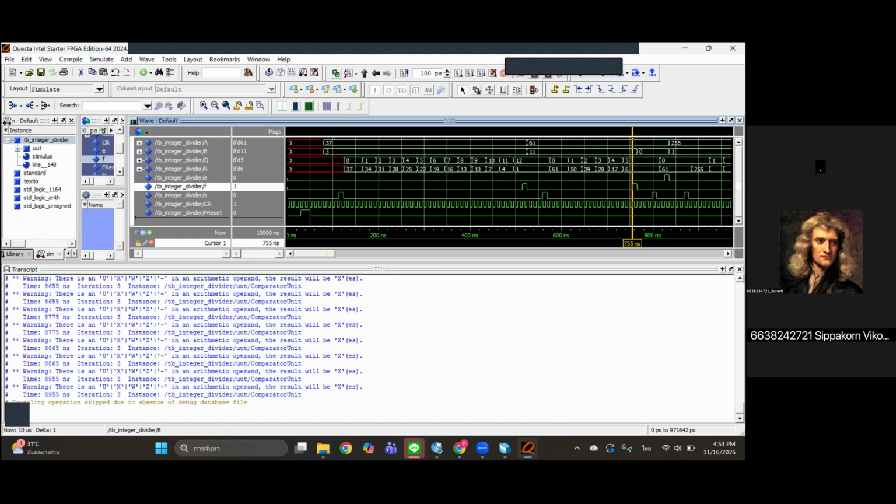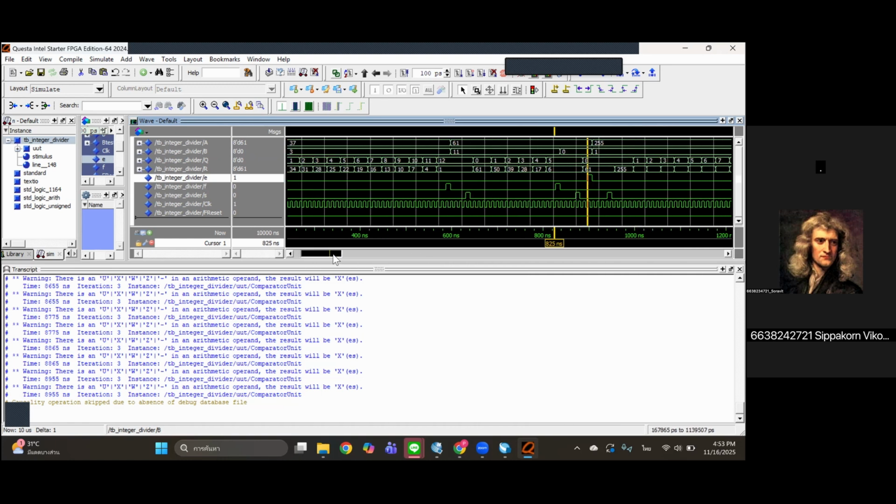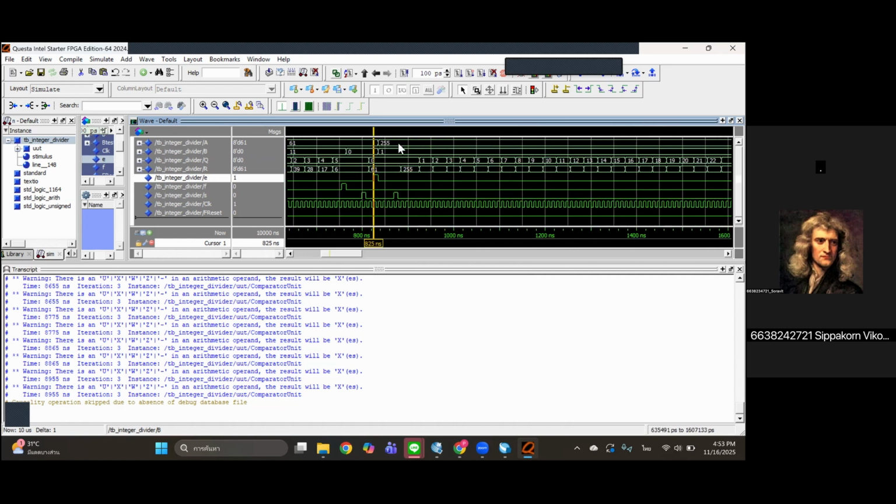And third, we try division by 0. When you hit start, it gets stuck at this error signal. So this is what we expected. Now, for the fourth case, we try dividing 255 by 1. So this is the maximum time that it can take for the integer divider to perform.